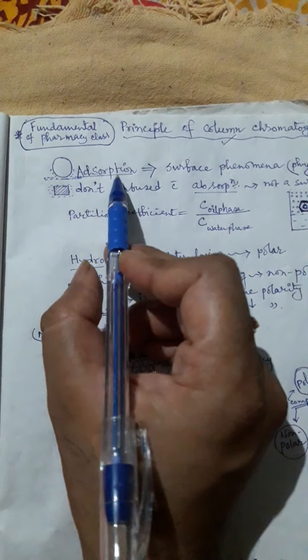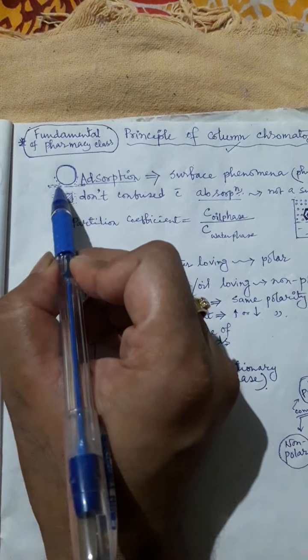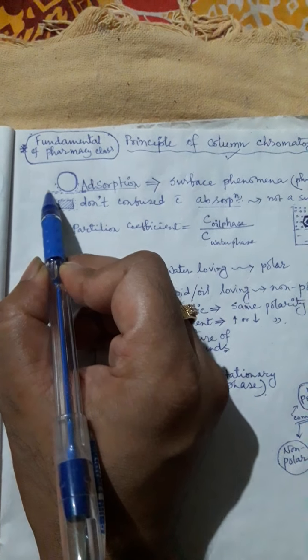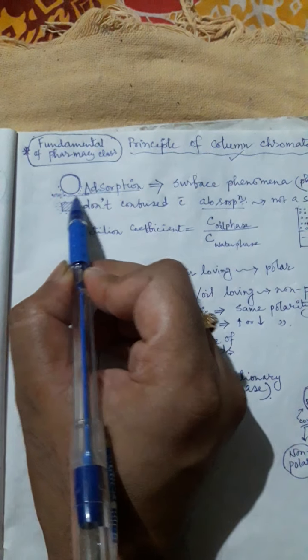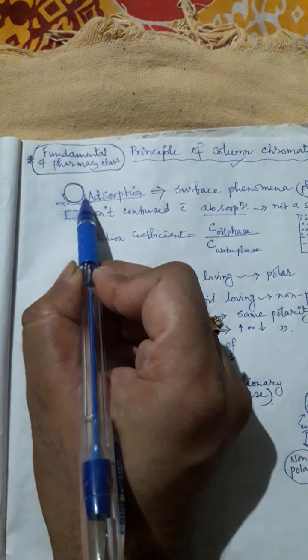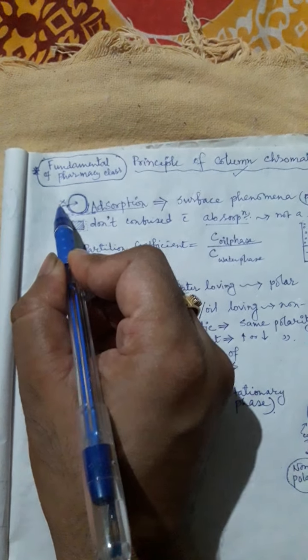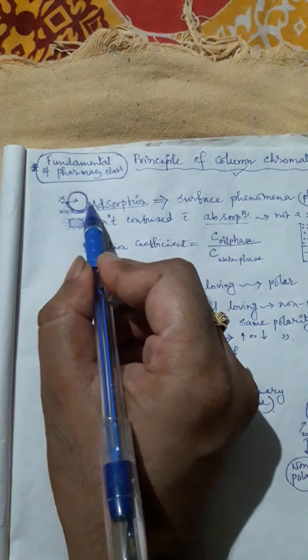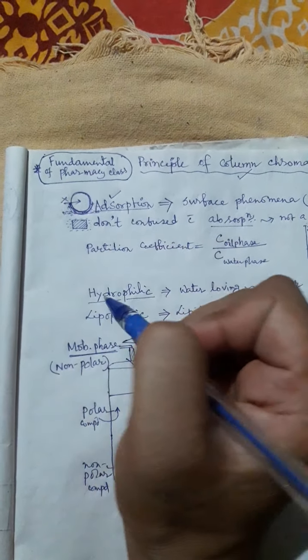What is adsorption? Suppose we consider a football which was just touched to a water level. What will happen? The water will touch only the surface, it will not enter inside. So this phenomenon, the accumulation of water on the surface, is called adsorption.